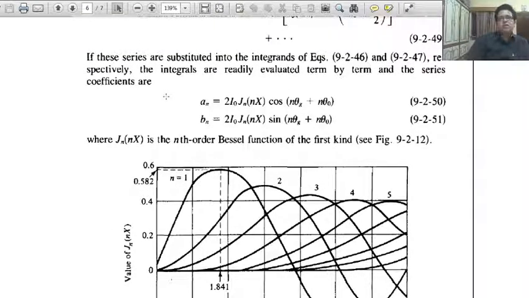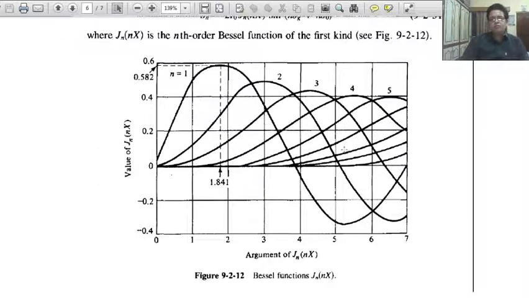So by using these terms, the integrals are readily evaluated and the series coefficients an equal to this and bn equal to this. What is Jn? Jn is nothing but the nth order Bessel function of the first kind. What is Jn(nx)? Nth order Bessel function of the first kind. This figure gives the argument nx versus the value of Jn(nx). Okay.